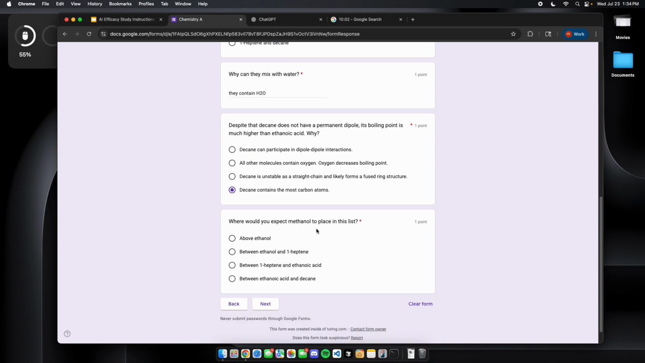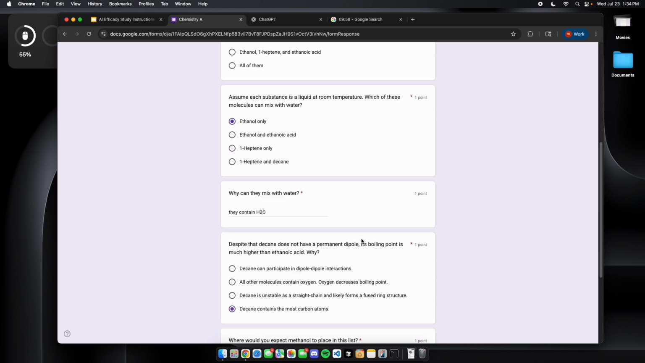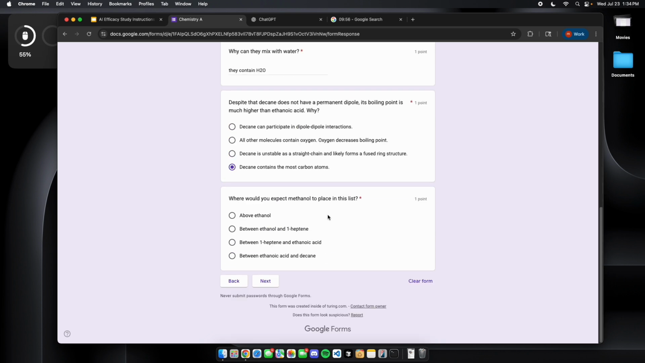Where would you expect methanol to take place in this list? Well, I don't know where methanol's boiling point is. So I'll take a wild guess and say above ethanol.